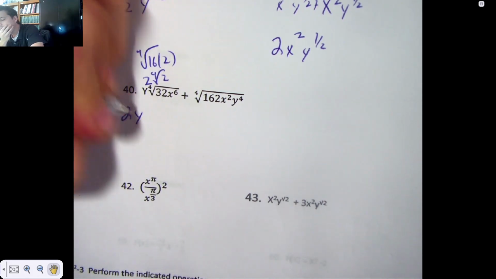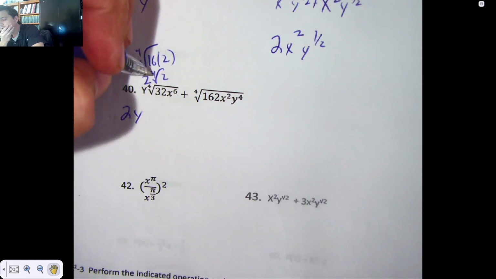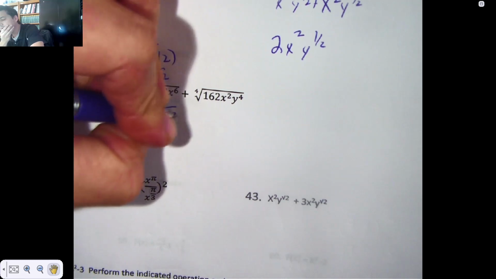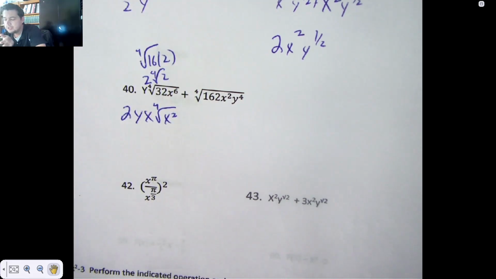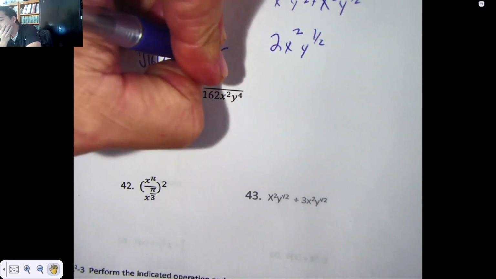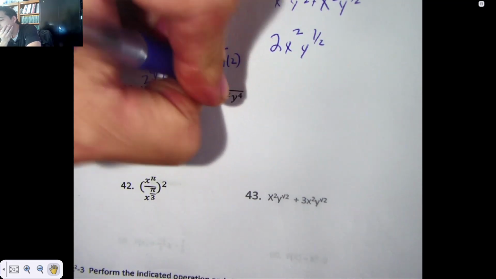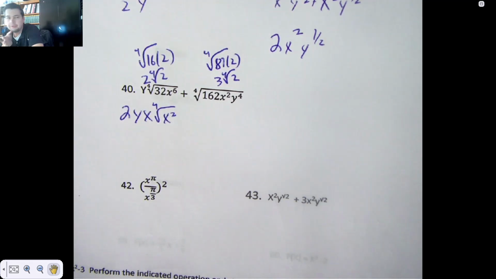I have a y. The 4th root of x to the 6, 4 enters 6 one time with 2 pieces remaining. So the leading term becomes 2yx, 4th roots of x squared. This guy right here, when I look at 162, what I think is 81 times 2, and the 4th root of 81 is 3. So I'm thinking 3 4th roots 2. So I got a 3 involved.